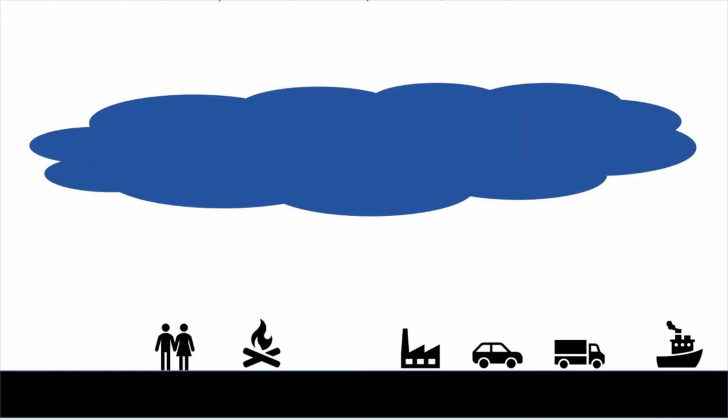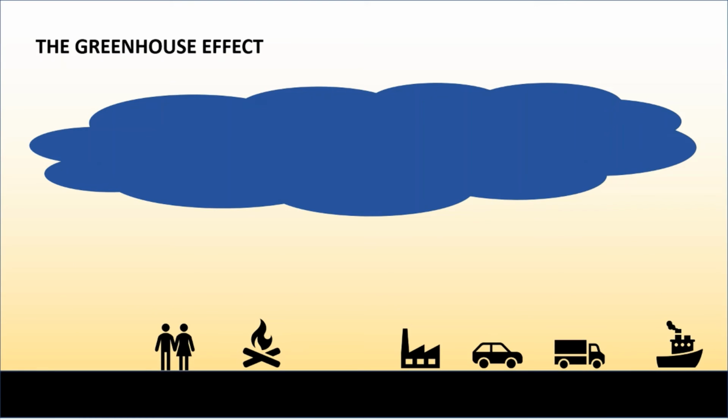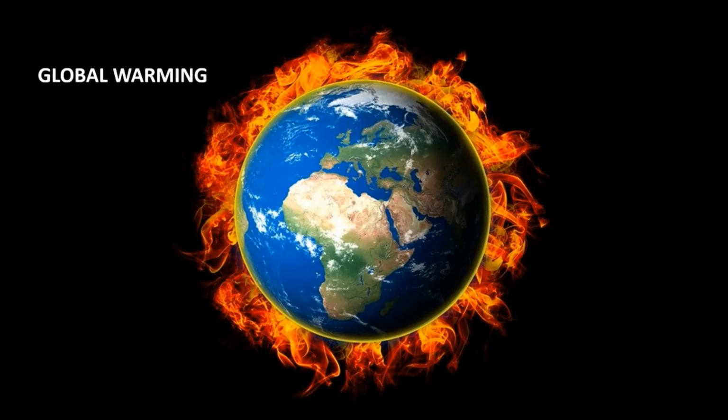This matters because heat from the sun can pass through the carbon dioxide to warm us up, but the heat from the earth cannot pass back through the carbon dioxide. This traps the heat in the atmosphere, making it gradually warmer. This is called the greenhouse effect and is responsible for what we call global warming. This means, overall, the world is getting warmer.